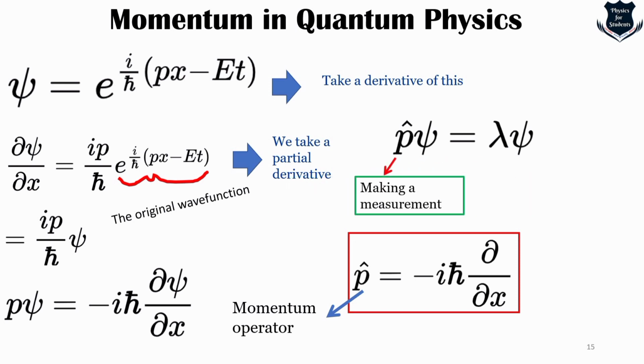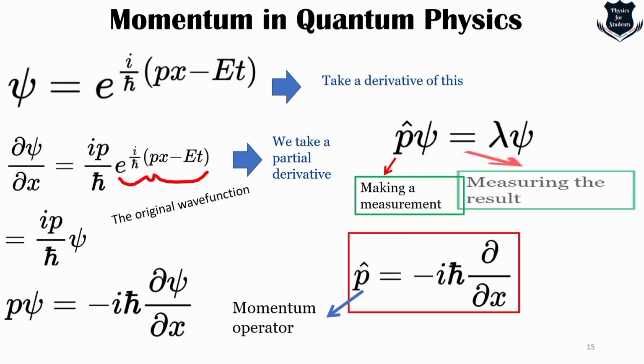This p is the momentum operator, and we're making a measurement, and this is the measured result, that is the eigenvalue. Although it is not that simple and straightforward, this is basically giving you an idea of how we arrive at the momentum formula and how we do it using a plane wave function.